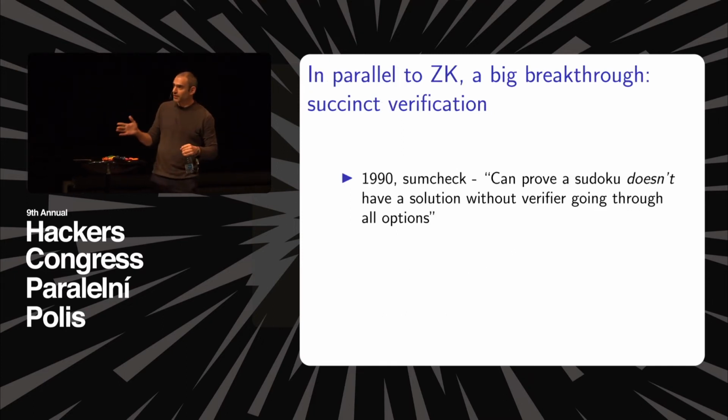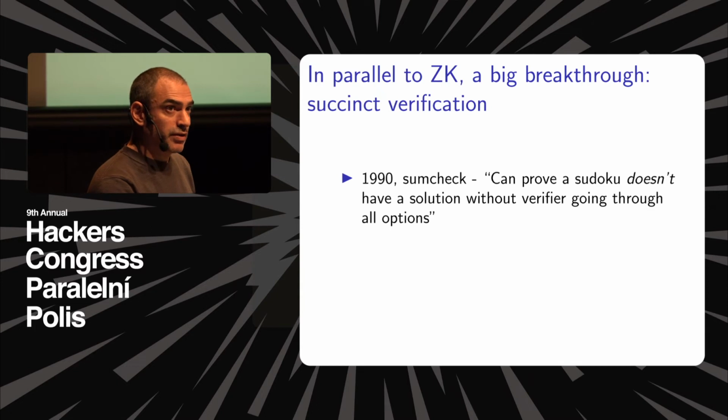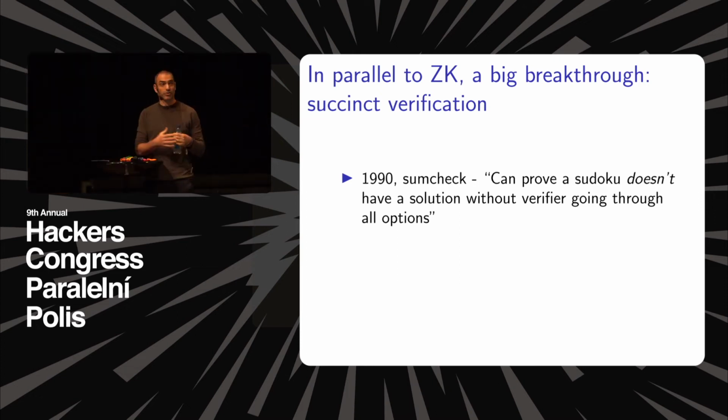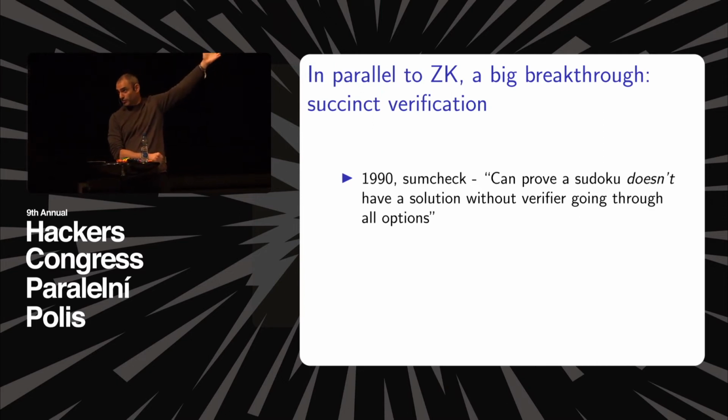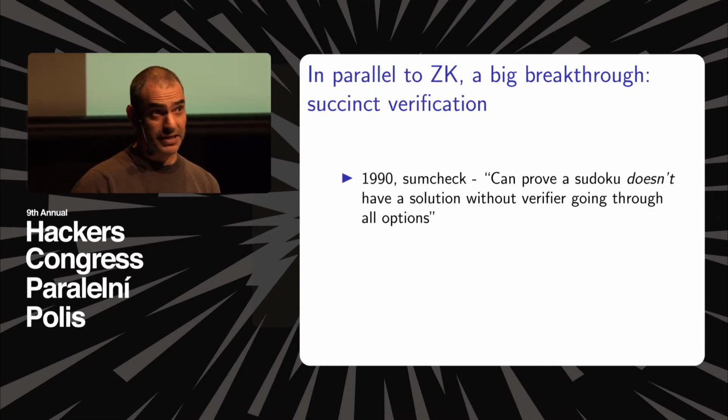Okay, so now if we want to start talking a little about modern zero-knowledge proofs, or what people are calling zk-SNARKs these days, so sort of how they developed is there were these two parallel paths in theoretical computer science. In the 90s, one was zero-knowledge proofs, and in parallel there was a really big breakthrough in theoretical computer science of this idea of succinct verification.